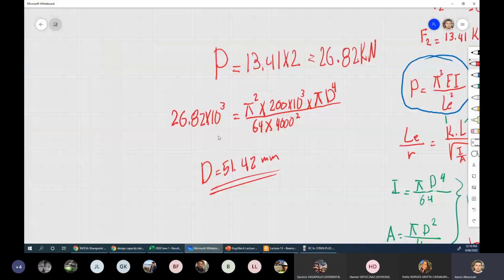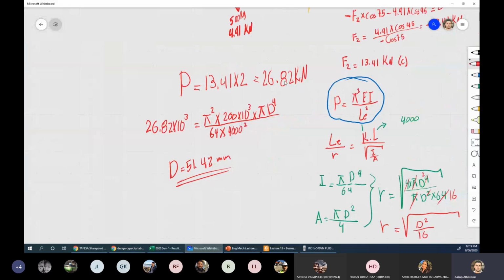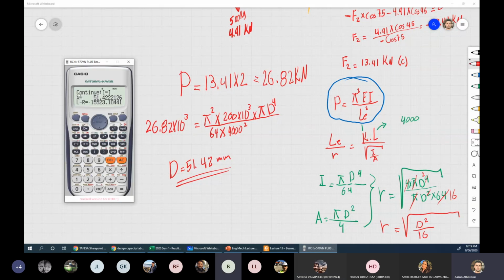So this could be a difference now. What did you use for your buckling load? Did you have exactly 26.82? Yes. Hi, Aaron. Yes. I'm confused because you said that E is 200 times 10 to the power of 3, right? That's right. But in the lecture notes, we have to write down 200 times 10 to the power of 9. 200 times 10 to the power of 9? Yes. Well, how come?